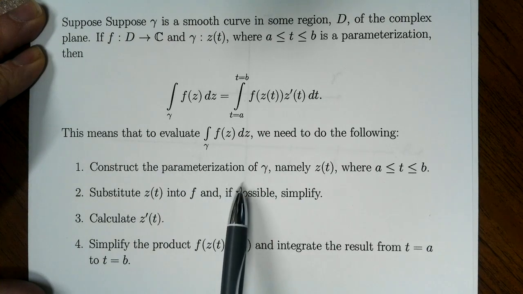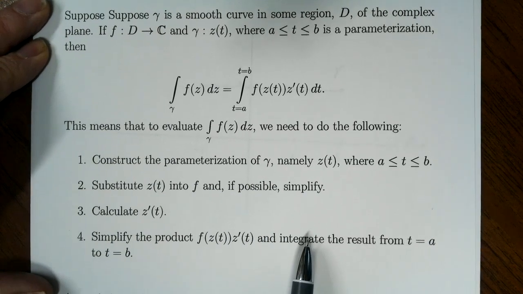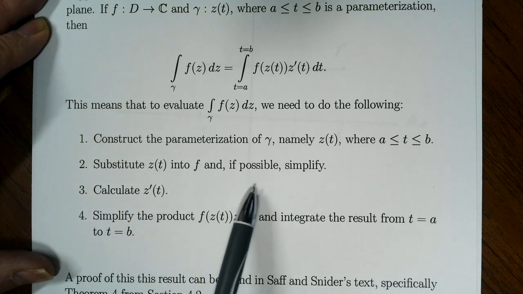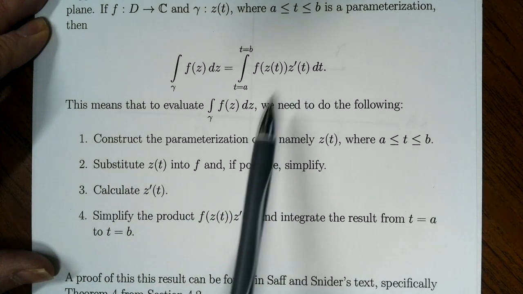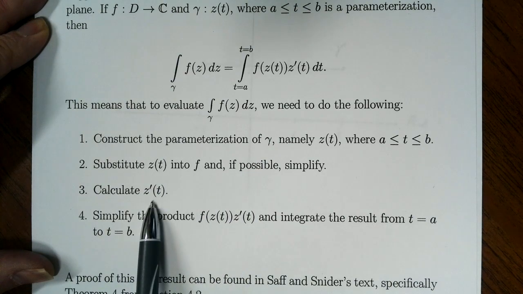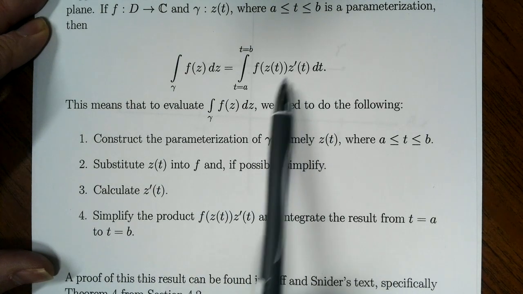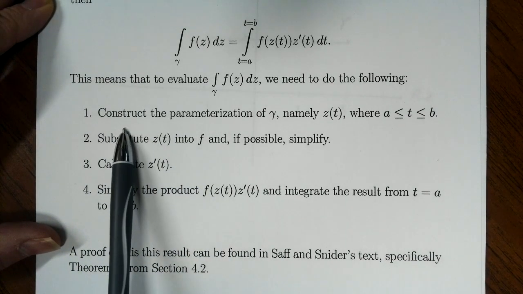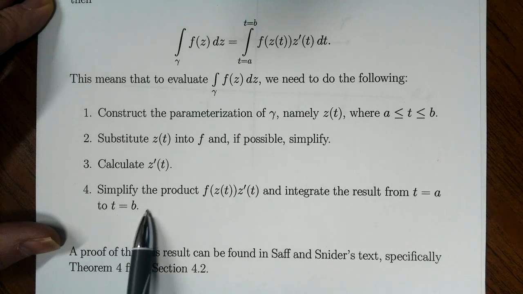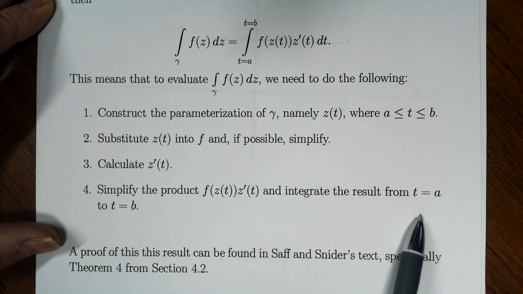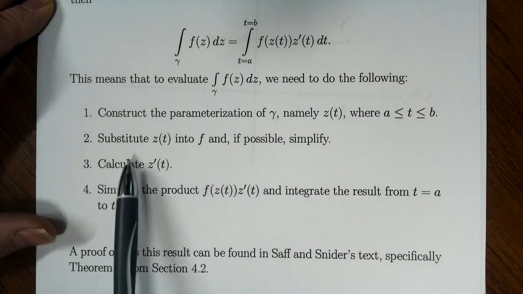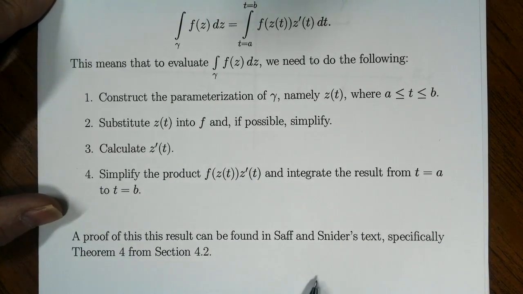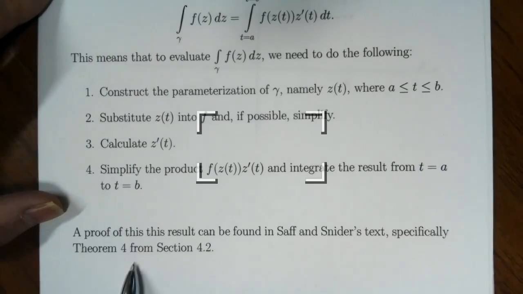And we're going to focus on parameterizations of circles and line segments in this video. Then we're going to substitute our formula for z(t) into the function f and simplify if possible. We're going to calculate z'(t). We're going to multiply f(z(t)) and z'(t), which we've computed in 2 and 3, and we're going to simplify the results as much as possible and integrate from t equals a to t equals b.